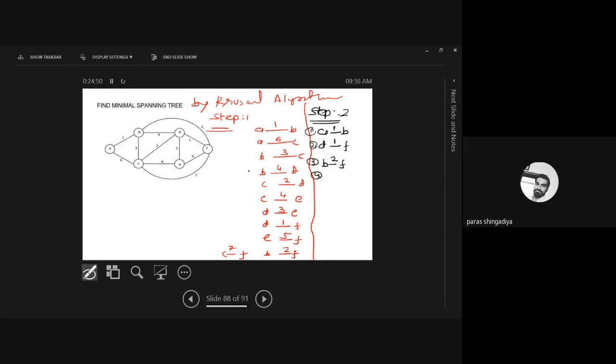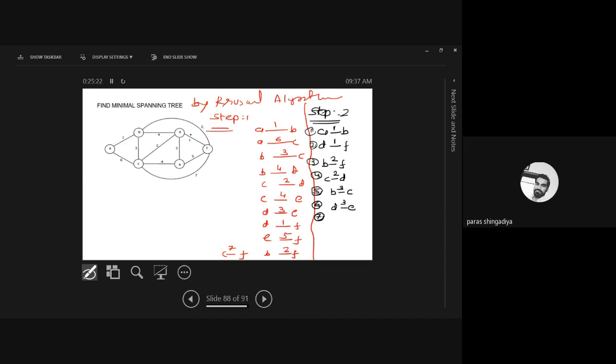Fourth one, remaining 2 in between C and D. C and D has a 2. Clear? Okay. And then after fifth one for weight 3. So 3 are in between B and C. Sixth one, that is in between D and E. That is weight 3. Then after 7, D and E. 3 is complete.